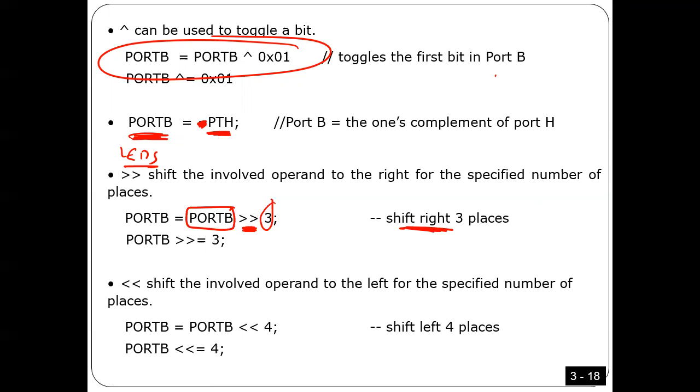Same thing here. You are gonna read the value of port B, shift it to the left 4 times, and then I'm gonna store the result in port B. Again, you can use this compact format if you like it. Any questions? Okay.